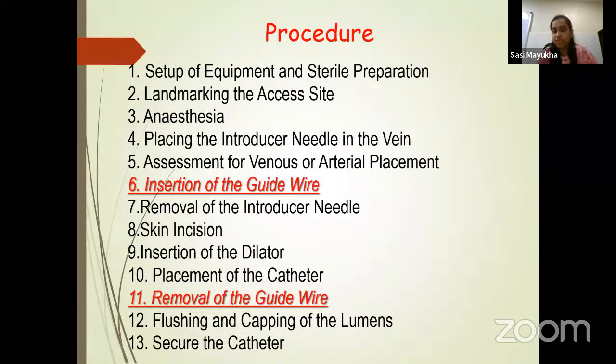So what is the procedure which we do? First, as I was telling you in the previous slides, the sterile preparation and the landmarking of the access site. Next is the anesthesia. If the patient is on a ventilator and already on sedation, we can directly go ahead and place the line. In case the patient is awake and conscious, before doing all this, we have to explain to the attenders and get consent for the central line access, and then explain to the patient before we move on to the procedure.